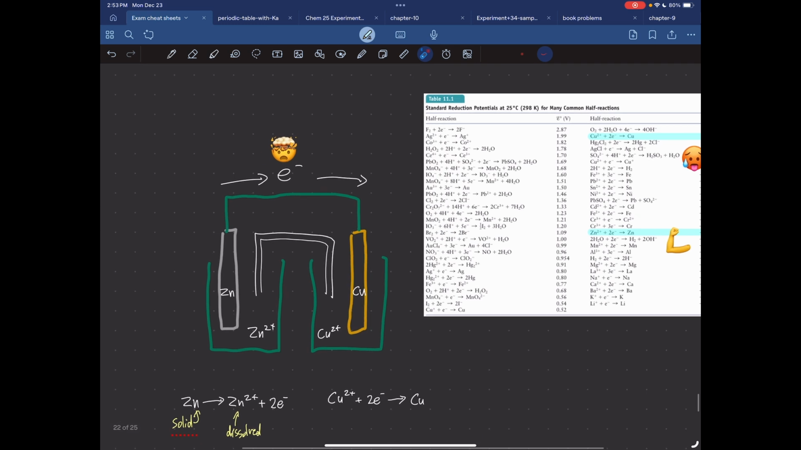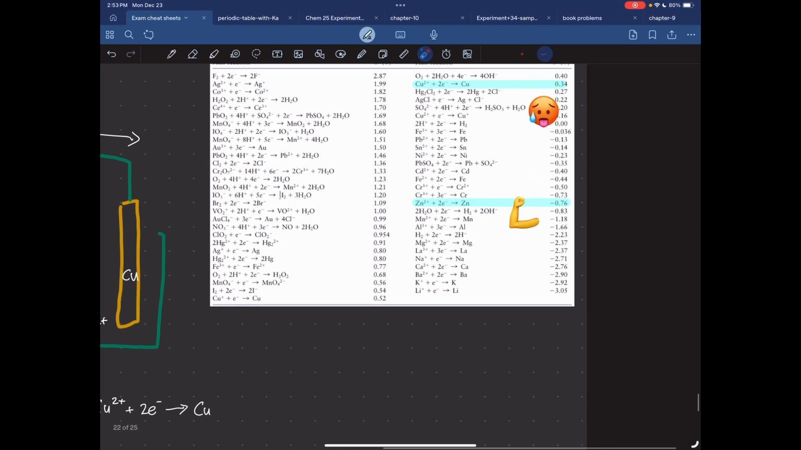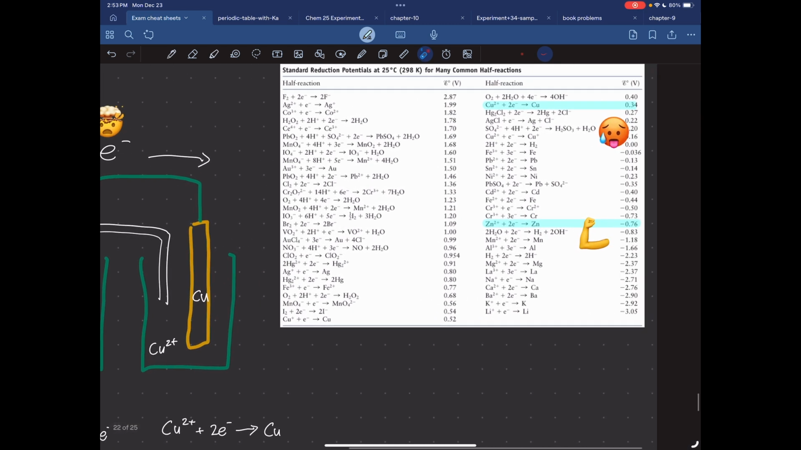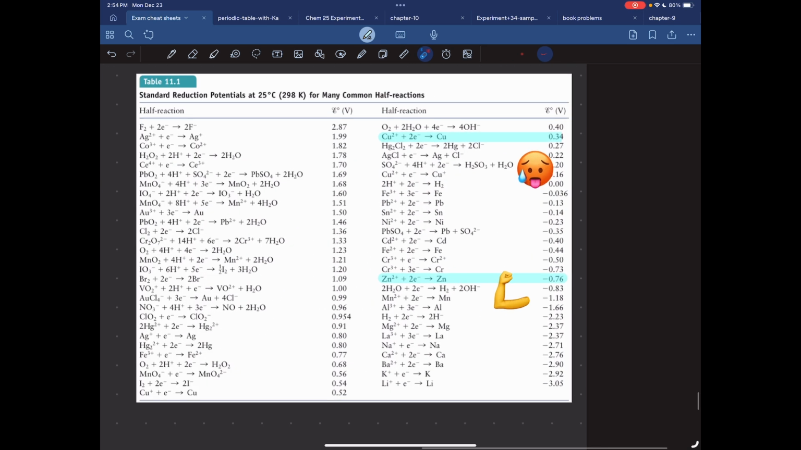Okay, so once you add this together, something crazy happens. Electrons get moved from this side to the other side, and using these electrons you can do work, like powering a light bulb or something. Anyways, so why does this happen? It's because the standard reduction potential of copper is greater than the standard reduction potential of zinc.